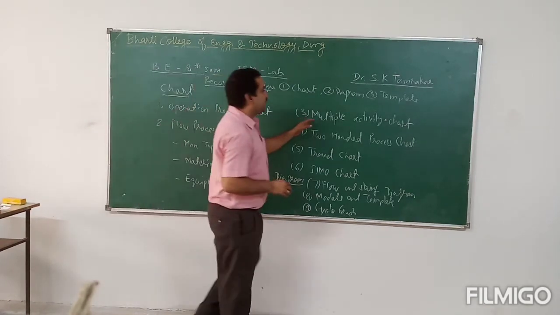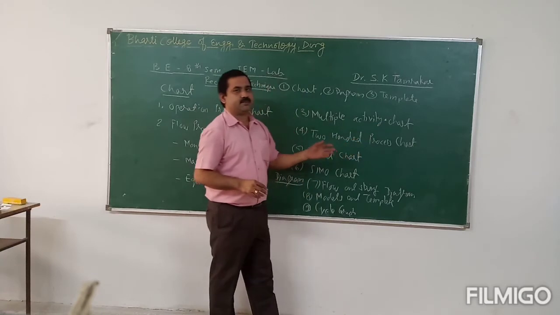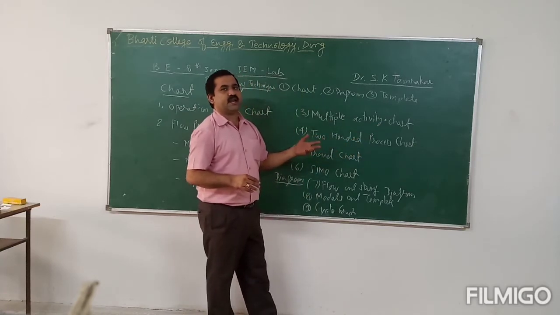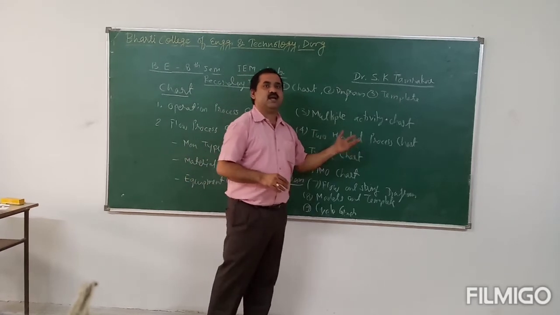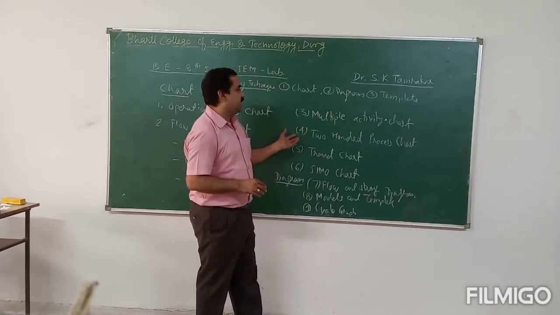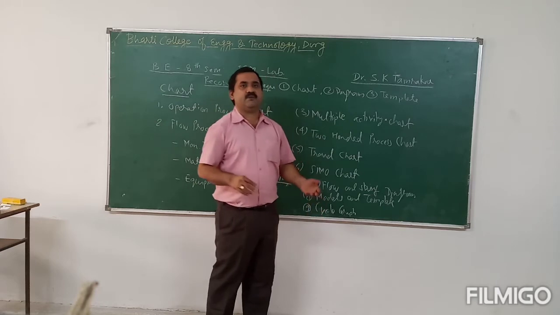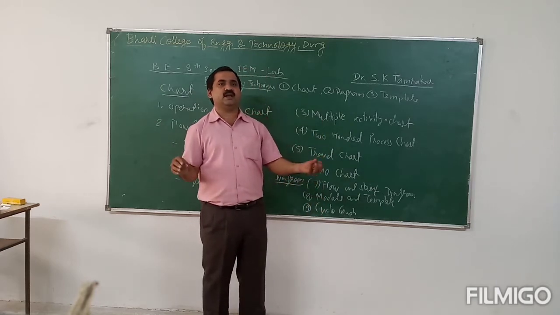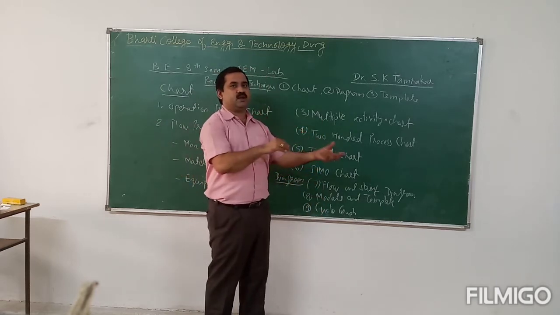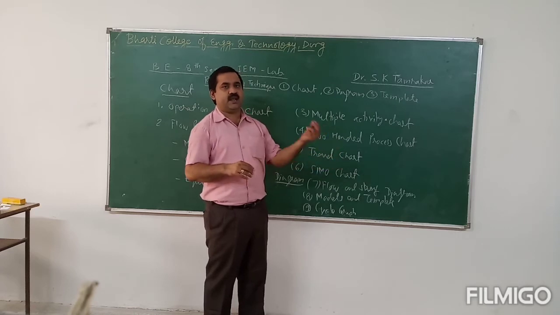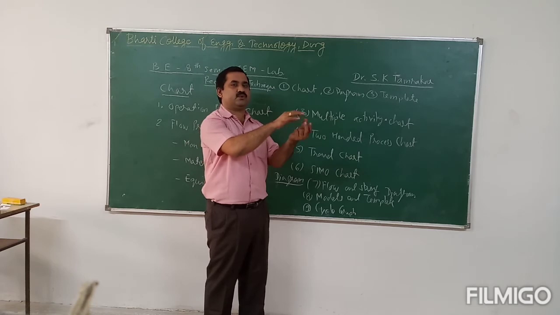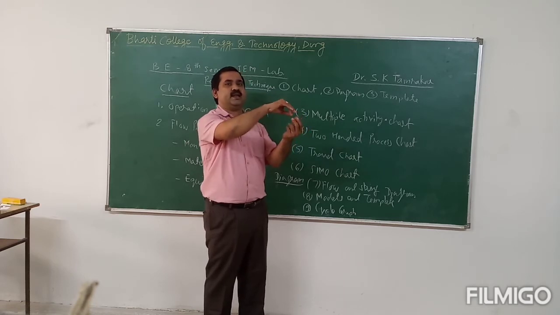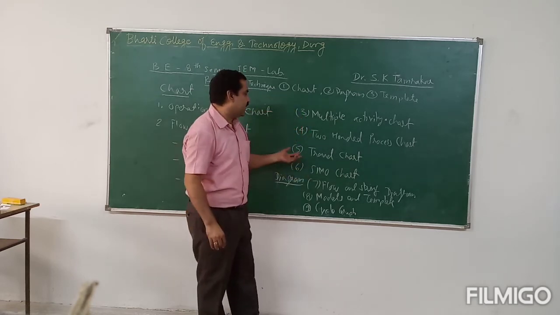Then the multiple activity chart. Sometimes different activities are carried out side by side. Then the multiple activity chart is prepared. Then the two-handed process chart. If a man is operating with two hands, like collecting one nut with the left hand, then putting two screws over there and then tightening, this is a two-handed process chart.